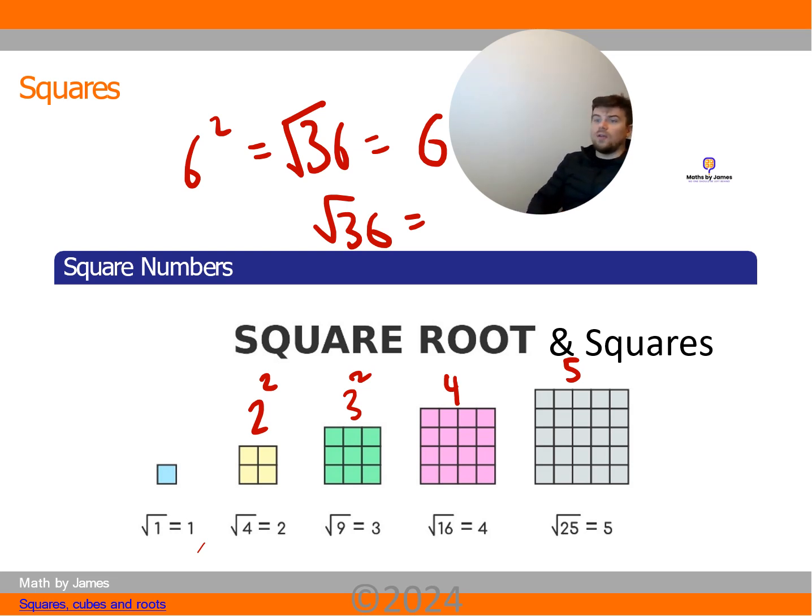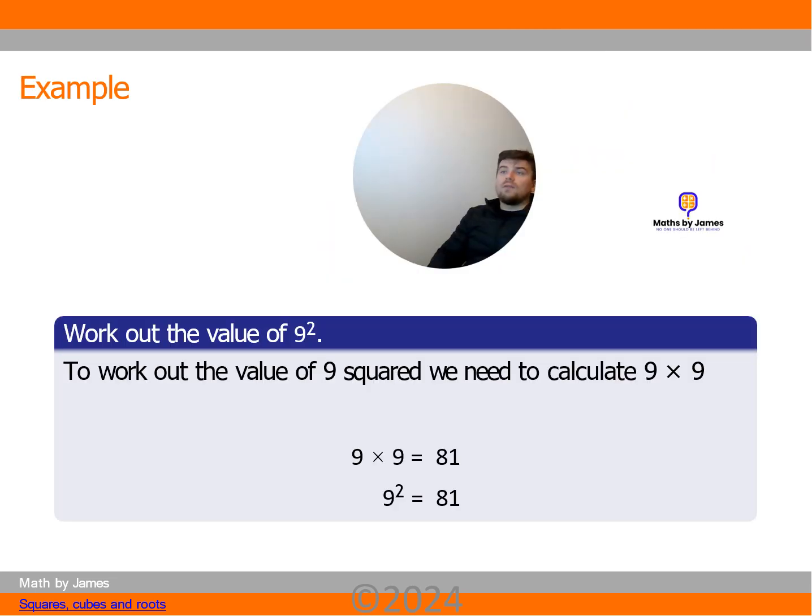So let's have a look at an example. Work out the value of 9 squared. To work out the value of 9 squared, we do 9 times 9, which is 81.